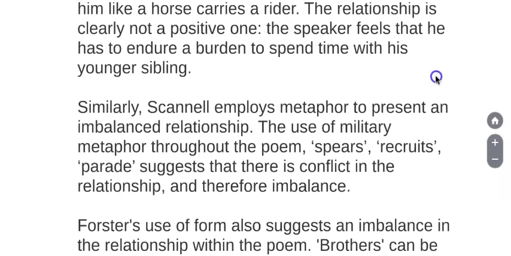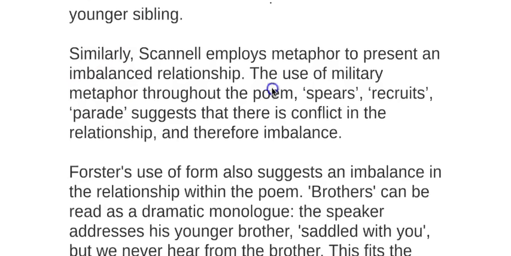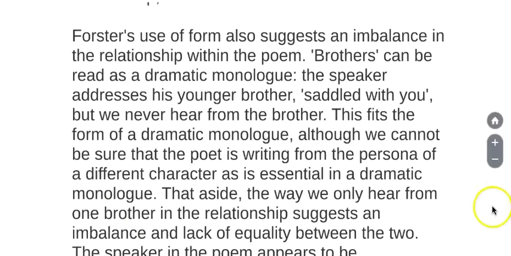Similarly, Scannell employs metaphor to present an imbalanced relationship. The use of military metaphor throughout the poem, spears, recruits, parade, suggests there's conflict in the relationship and therefore imbalance. So what I've done there is I said, here's the metaphor here, this was similar, and I've used a connective here to link them both together. Forster's use of form also suggests an imbalance in the relationship within the poem.